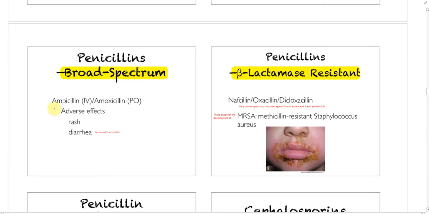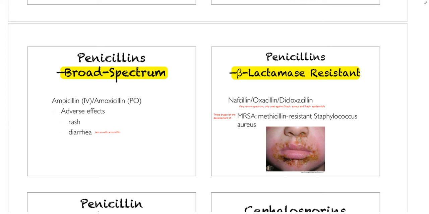Ampicillin and amoxicillin, most people have probably seen or used amoxicillin. I think it's one of the most common ones to use with strep throat. Very common adverse effects are rash and diarrhea, though not quite so much with amoxicillin, since I think we have simply a lower concentration by giving it via PO.